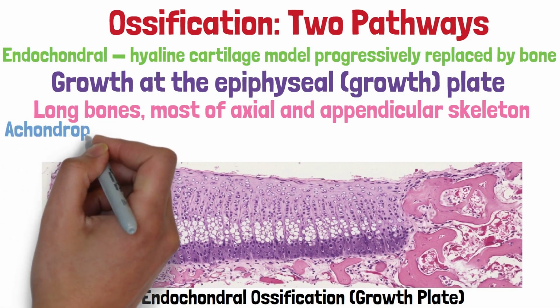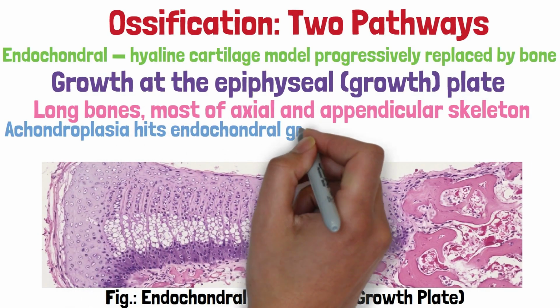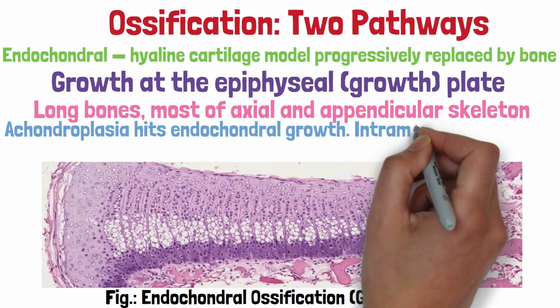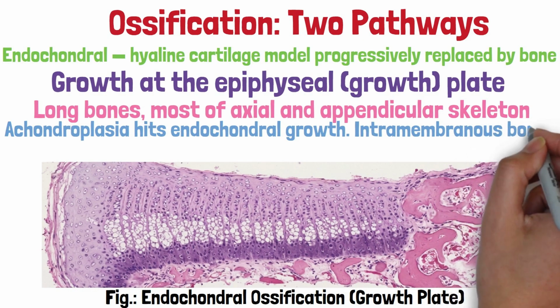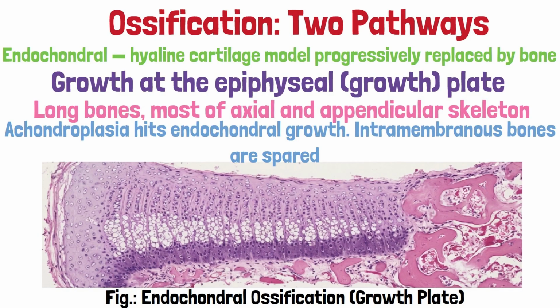And this is exactly why achondroplasia causes short limbs, but a normal-sized skull and clavicles. The FGFR3 mutation only disrupts endochondral growth at the plate. The bones that form intramembranously are completely spared.